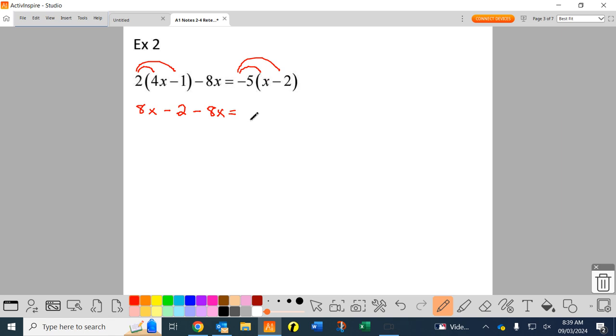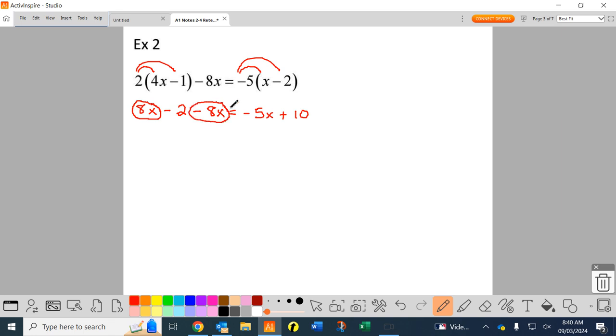Positive 10. Positive 10. Now before I can do anything else, I do not have 2 terms on one side and 2 terms on the other, so I've got extra terms in there, which means I need to combine like terms. Okay? I'm going to take this 8x, and I'm going to combine it with this minus 8x. Circle the sign with the number, please. Circle the sign with the number.